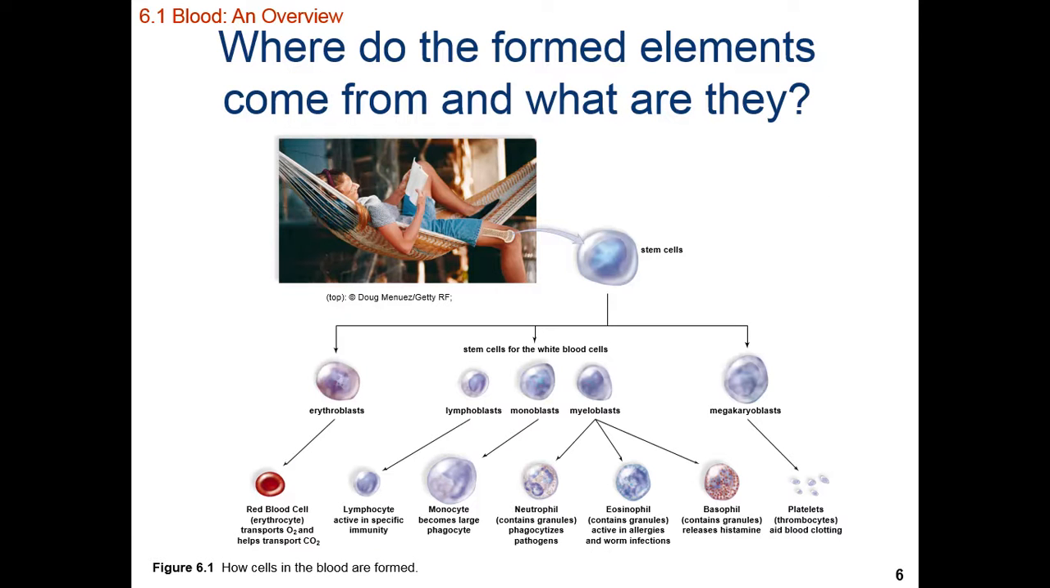As we look at our formed elements in our blood cells, they can consist of our red blood cells, aka erythrocytes, and there's 5 primary kinds of leukocytes, or white blood cells, that we're going to focus on in this chapter: the lymphocyte, monocyte, neutrophil, eosinophil, and basophil.